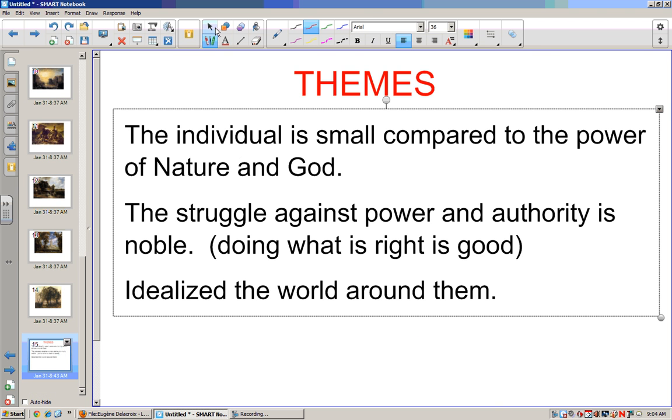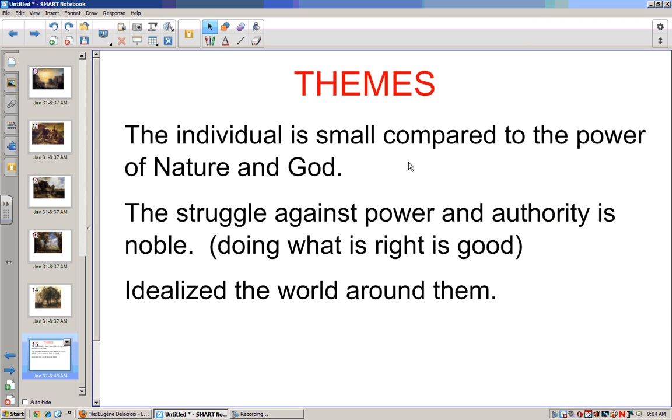Our themes here are the individual is small compared to the power of nature and God. The struggle against power and authority is noble. Doing what is right is good. And our romantics were idealizing the world around them.